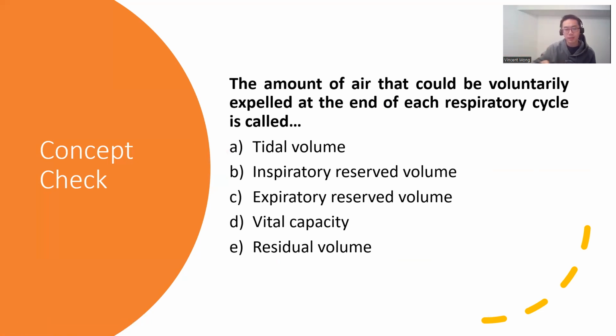Because of time, I'm just going to tell you the answers. Okay, the amount of air that could be voluntarily expelled at the end of each respiratory cycle, that's the expiratory reserve volume. Just write down the answer and then you can try them later. Okay, C.